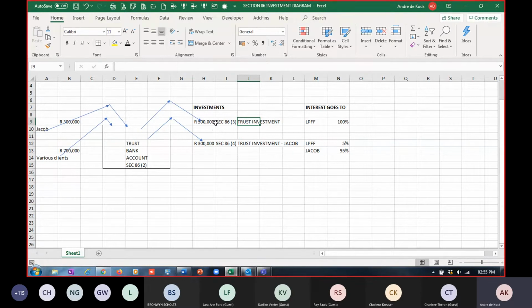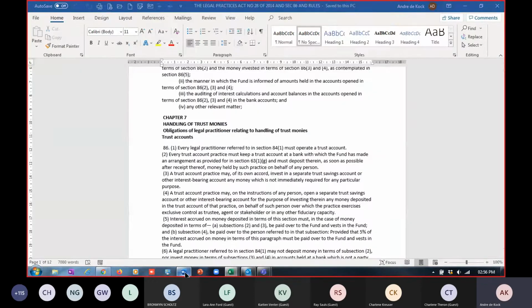Now, the interest that we earn on this 500,000, it all goes to the Legal Practitioners' Fidelity Fund. 100% of the interest goes to the Legal Practitioners' Fidelity Fund. Is that all clear to everybody? Are there any questions at this point? No. You okay? Anybody else? It's all fairly straightforward? Okay. Then let's move on.